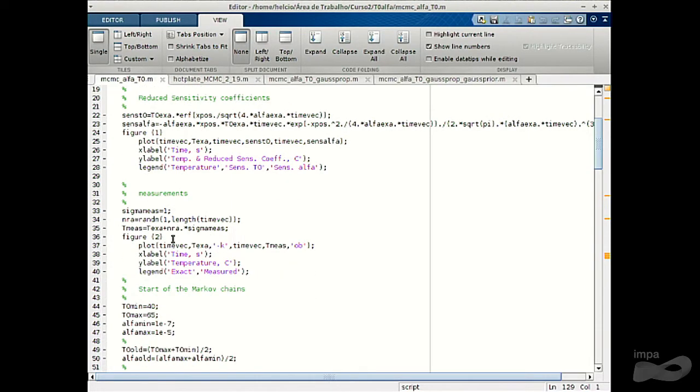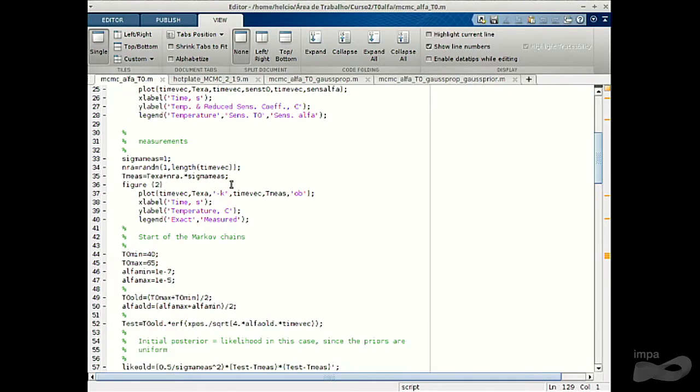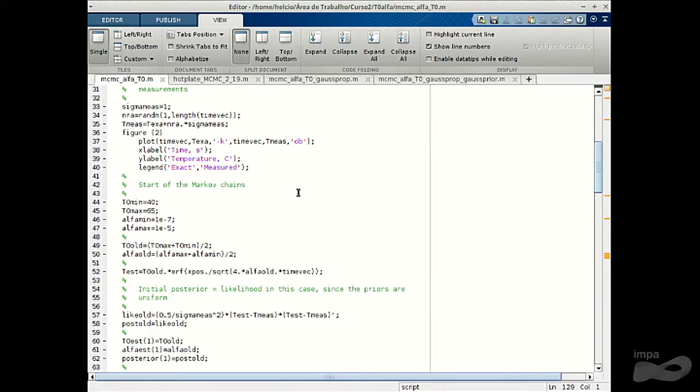Okay, now let's go for the simulated measurements. We have here a standard deviation of 1 degree centigrade. So I generated simulated measurements by adding a random vector with a Gaussian distribution and zero mean and unitary standard deviation, multiplied by the standard deviation of the measurements, okay, to the exact temperature. And then there is a plot of the exact and measured temperatures. And then we started the Markov chain, okay?